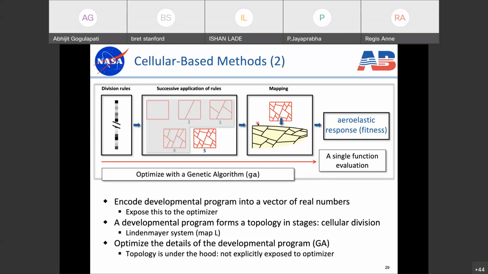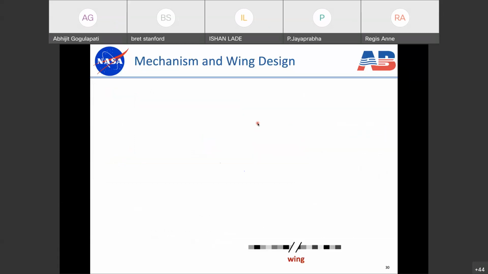Okay, so we want to use this cellular-based method to design for flapping vehicles. We want to use the cellular method to design the flapping wing itself, as we talked about in the previous slide, in terms of the batten structure. But we also want to use it to design the flapping mechanism as well. We want to do both at the same time, in fact. So here's an example of how we would do that.